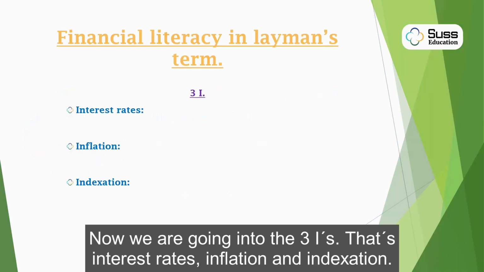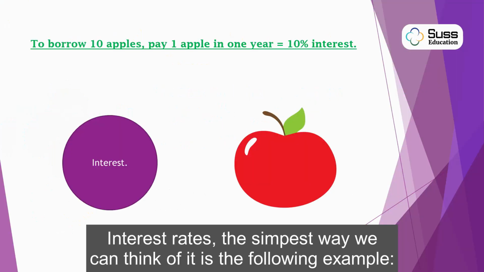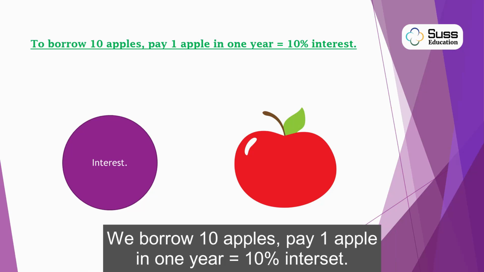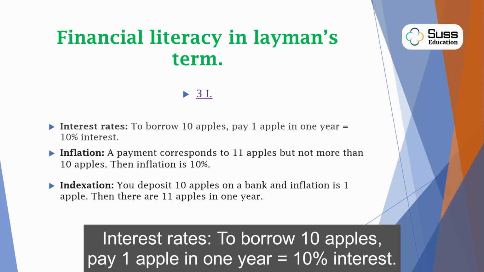Now we're going into the three I's. That's interest rates, inflation, and indexation. Interest rates. The simplest way we can think of it is the following example. We borrow 10 apples and pay 1 apple in 1 year. Equals 10% interest.